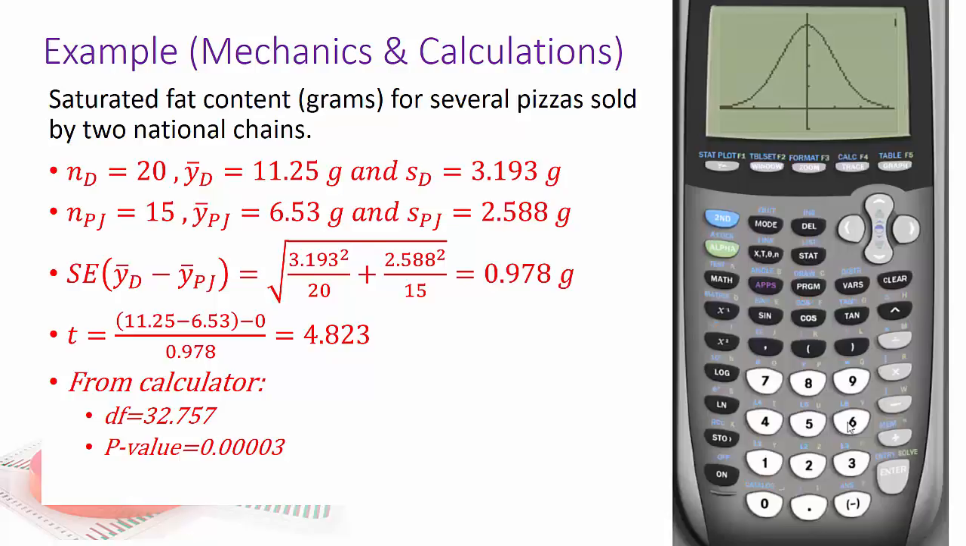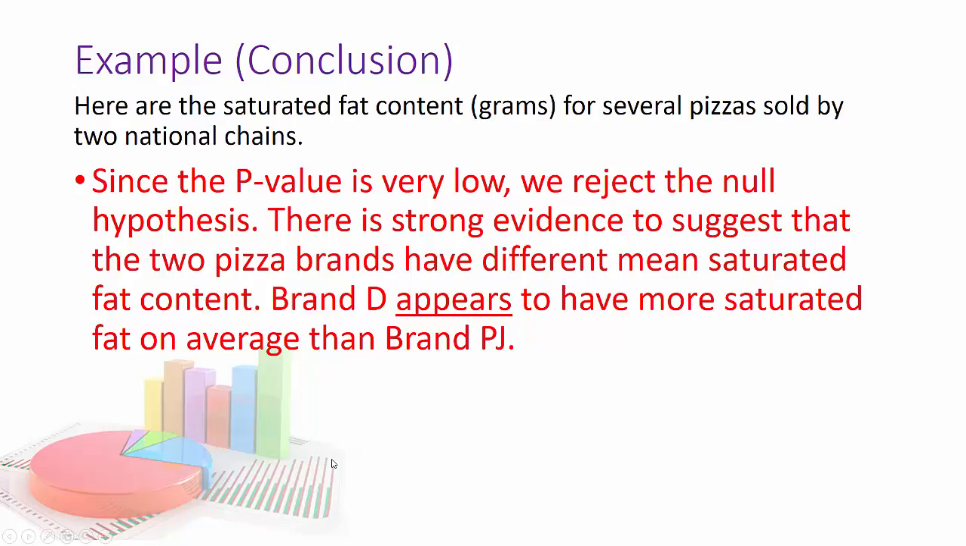And with a p-value of roughly 0. So there you go. Again, not as much benefit to drawing. I think the drawing's more helpful when you have the higher p-value. Okay, so our conclusion here is since the p-value is very low, we reject the null hypothesis. There is strong evidence to suggest that the 2 pizza brands have different mean saturated fat content. Brand D appears to have more saturated fat on average than brand PJ.